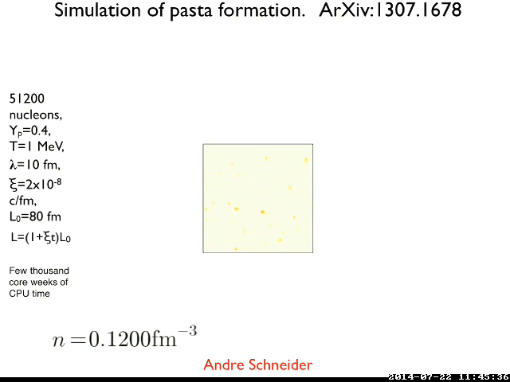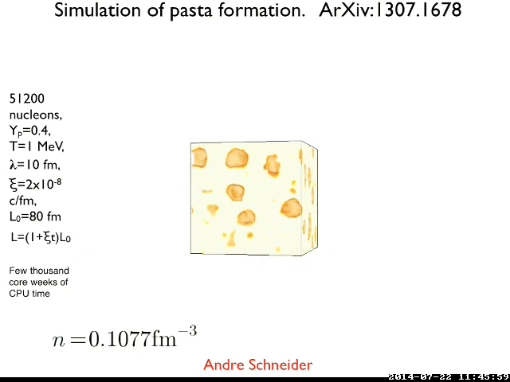Temperature is 1 MeV. And we slowly expand the box. So it's 80 fermis across to start with. And in a few thousand core weeks of computer time, the box is expanding to about 200 fermis on a side. And so as it's expanding, the density drops. So you're looking at thermal fluctuations.